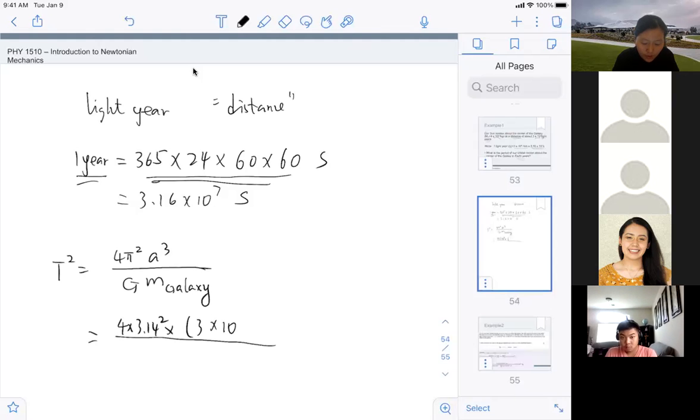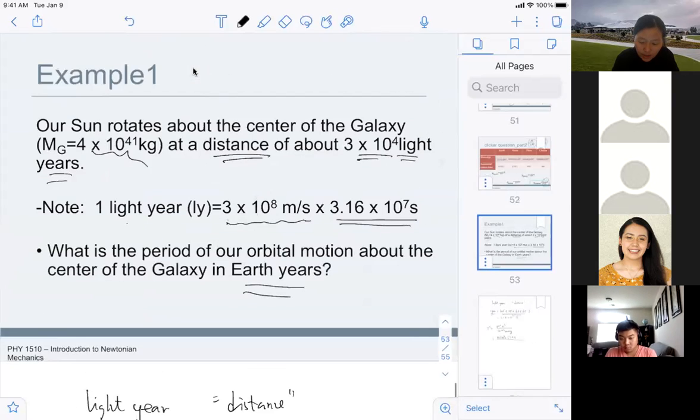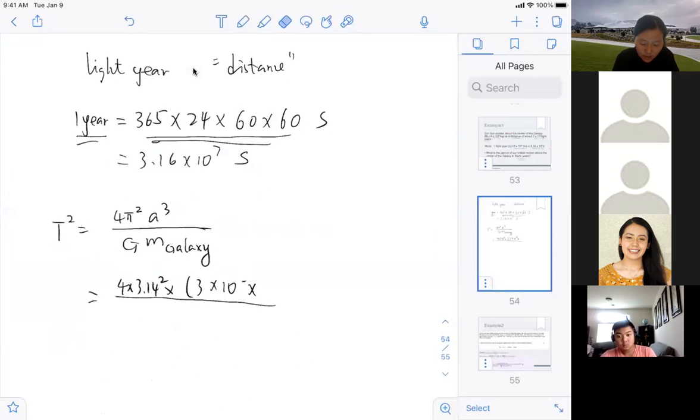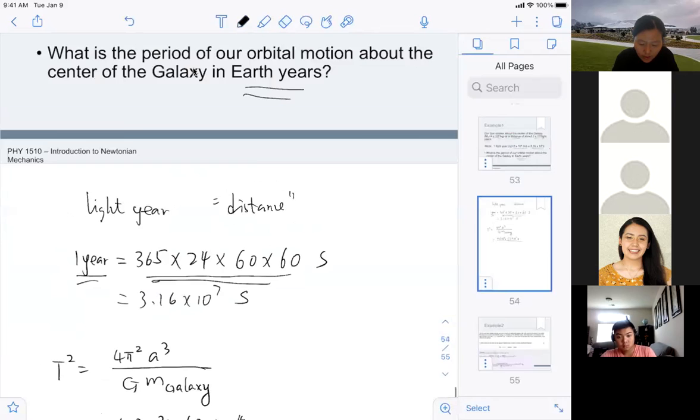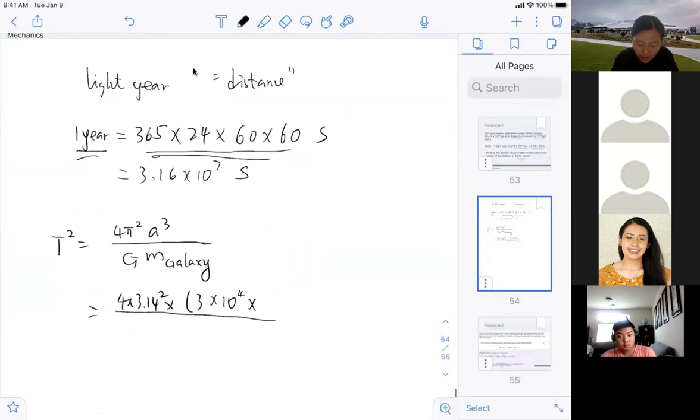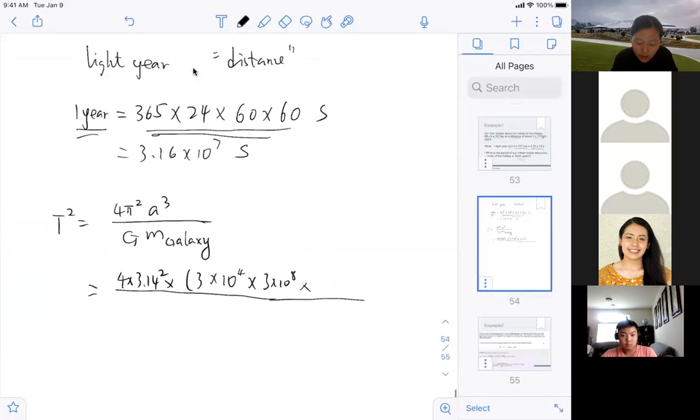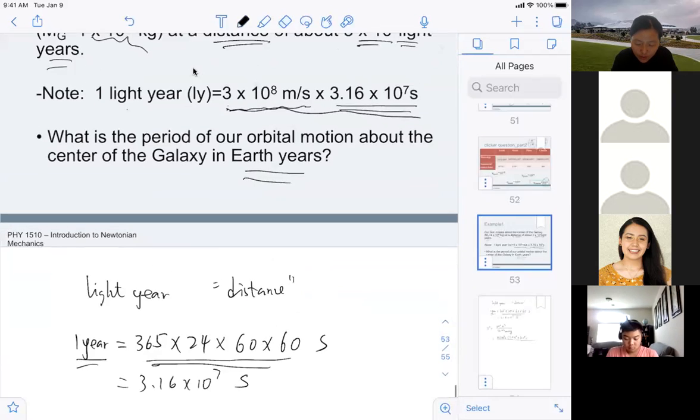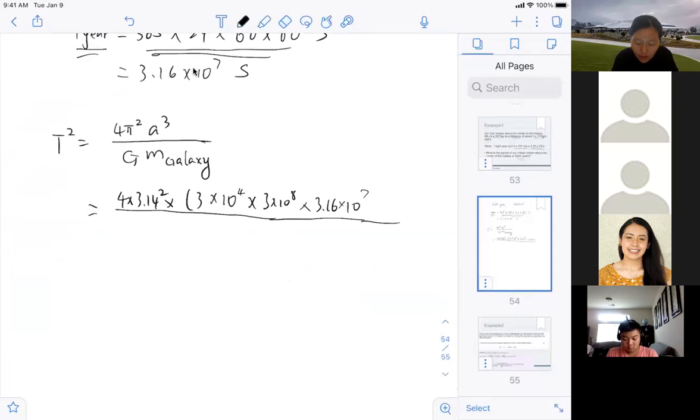times 10 to the power of 8 times how many light years? This many light years, and 1 light year is this thing. So I need to plug all of that in here. So I think the main benefit from doing this calculation, it's not too much problem solving, but we can use this to help us get familiar and comfortable with calculating large numbers and how you simplify your calculation. And I will show you guys here. So that's our a, and G is this constant, and mass is given.